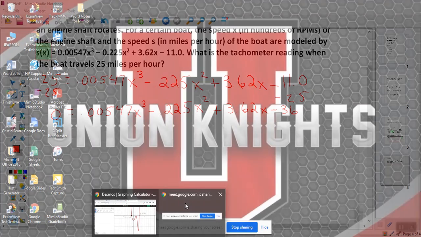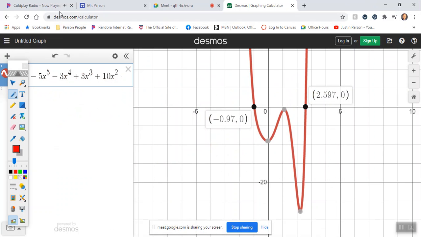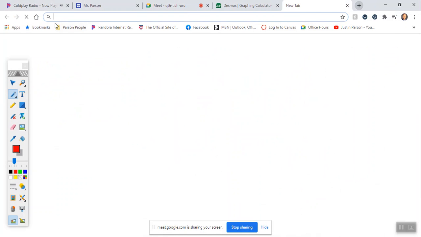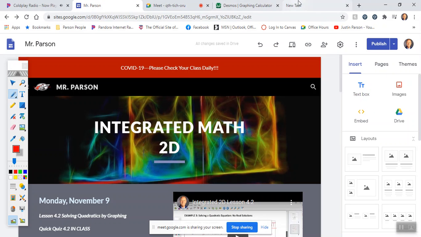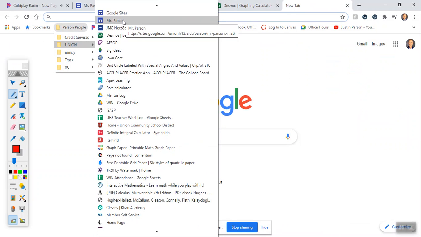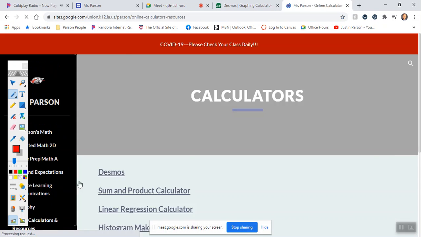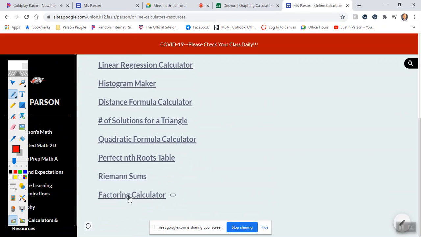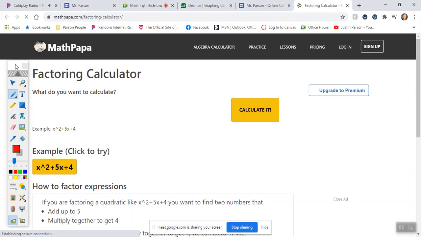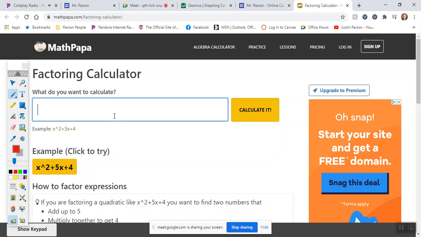But I think there's a better way to probably do this. Which calculators? What was it? The factoring calculator way at the bottom, is that right? Let's try to type an equation in this thing and see what happens. Okay, Kylie, I'm ready.